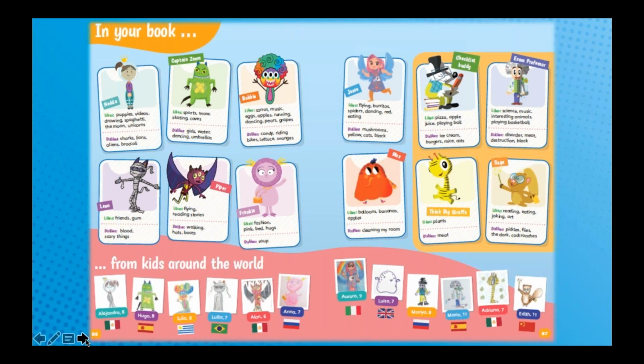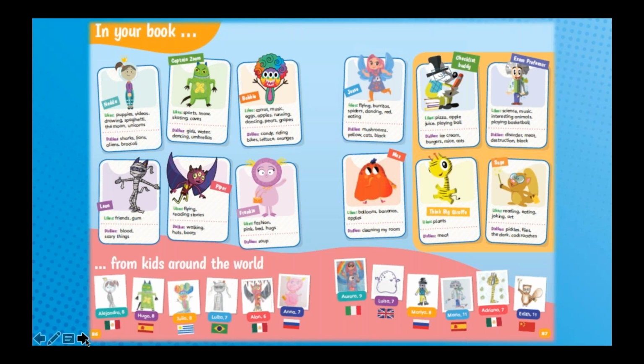So we had children from all over the world drawing their sketches of characters they'd like to see in the book. So we got entries from Spain, from Greece, from Brazil, from Turkey, from all over the world. And what then happened was professional artists polished up their drawings and brought their characters to life. So again, we're handing over the controls to the children to create something which is then theirs.